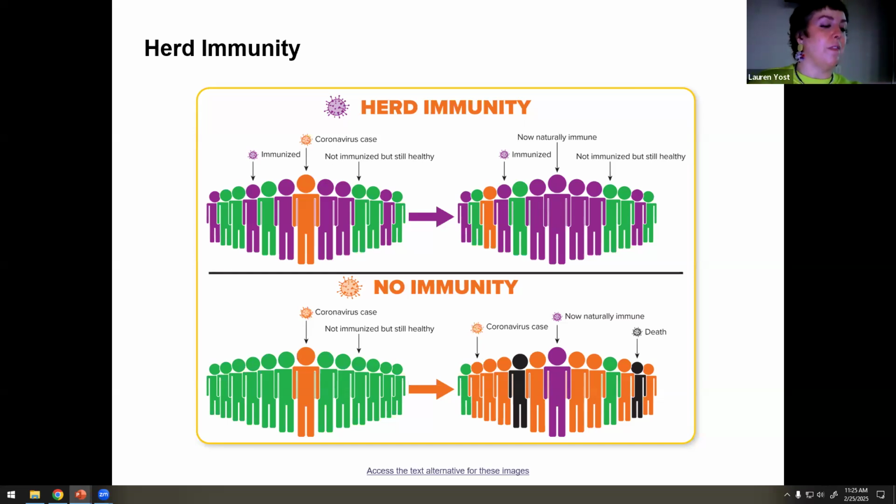So herd immunity is a real thing. 95 to 98% of people have to be vaccinated for measles to protect the people that can't get vaccinated. I'm not talking about people that choose not to be vaccinated. I'm talking about people that can't. We're talking about little babies that can't develop their own immunity yet, or old people whose immune systems are failing them. They cannot get vaccines.